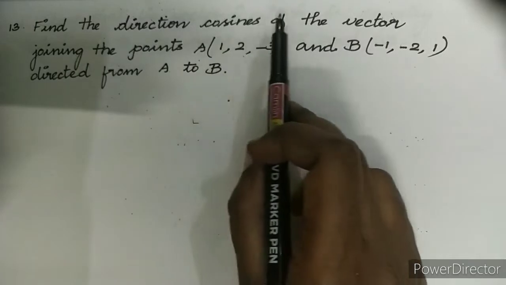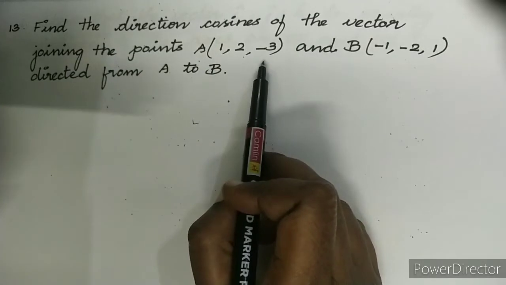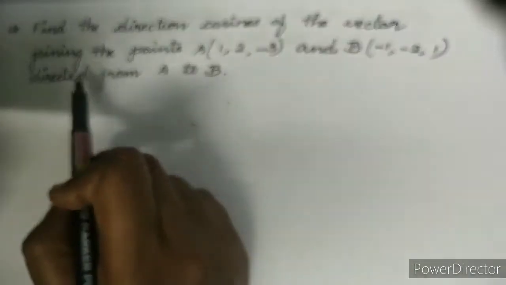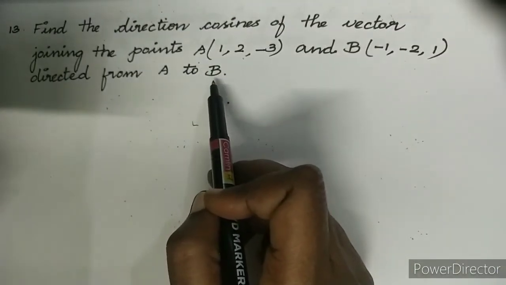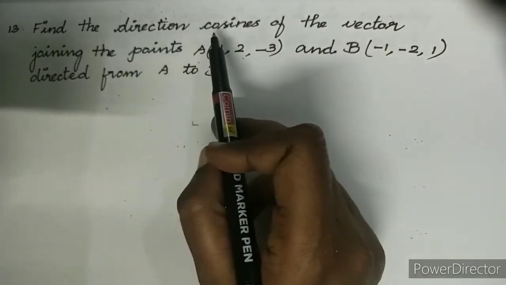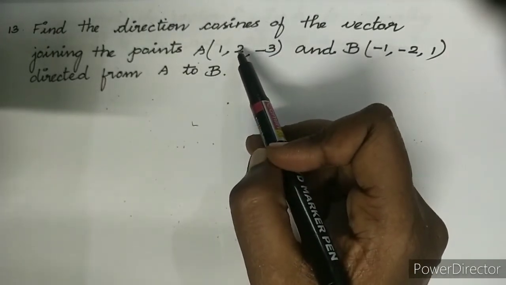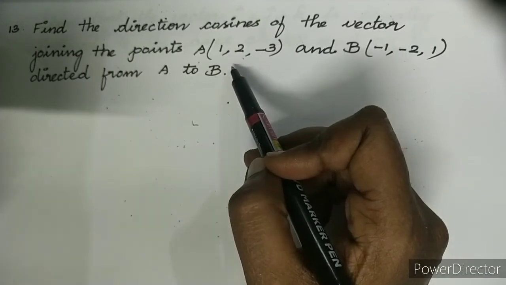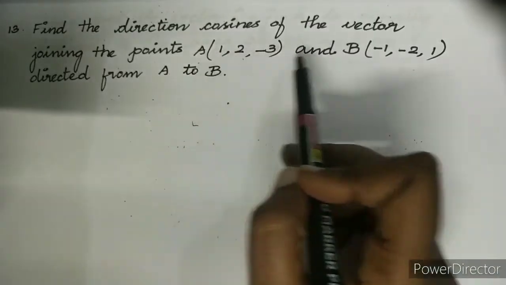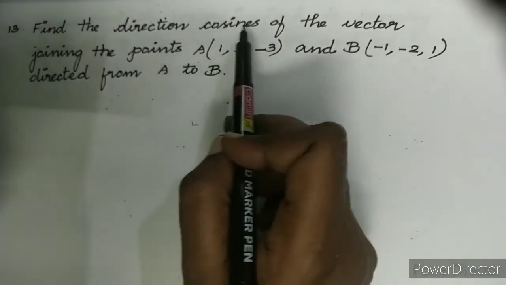Question number 13. Find the direction cosines of the vector joining the points A of 1, comma 2, comma minus 3 and B of minus 1, comma minus 2, comma 1, directed from A to B. This question number 13 is similar to question number 12, because here also we are going to find direction cosines only, but the difference is that there the vector was given directly, but in question number 13, instead of the vector we are given the points, and using these points we are going to find the vector, and after that we will find the direction cosines.